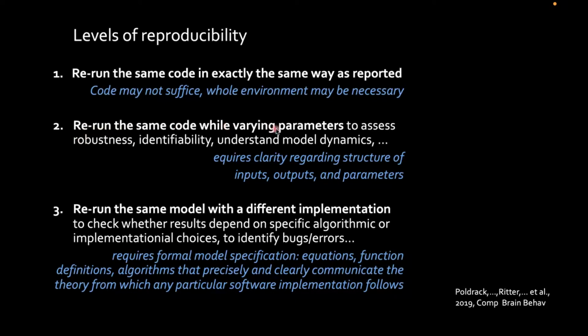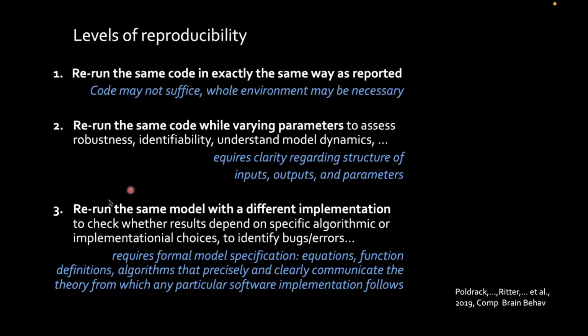And one can define different levels of reproducibility. So what does it actually mean to reproduce a scientific result? So one aspect is that you can just rerun the same code in exactly the same way as reported. And this is often not doable. Often the code alone that is somewhere shared on GitHub or so is not sufficient. You also need some libraries and environment around this. So even if the code is there, it cannot be reused.